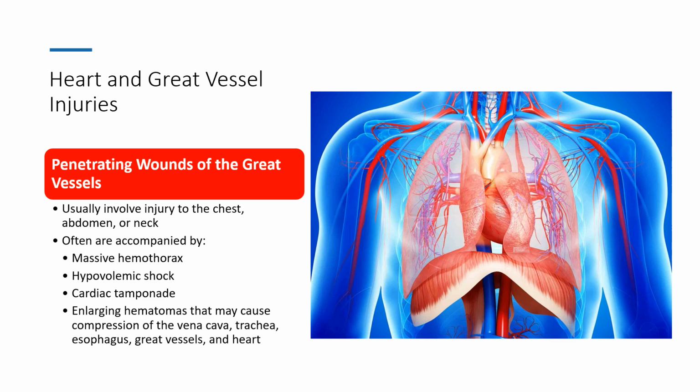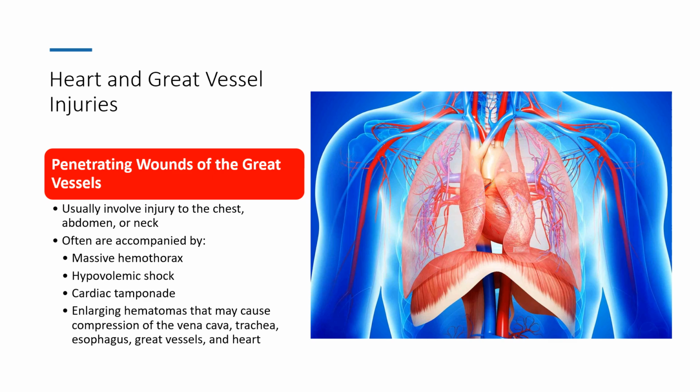Penetrating wounds to great vessels. All right. They usually involve the chest, abdomen, or neck, as one would expose. Here's a pretty good picture as we look over here. But they're also accompanied typically by massive hemothorax, filling that thoracic cavity. It usually comes from either the heart or the great vessels. Typically the great vessels. Cardiac tamponade if it hits the heart.